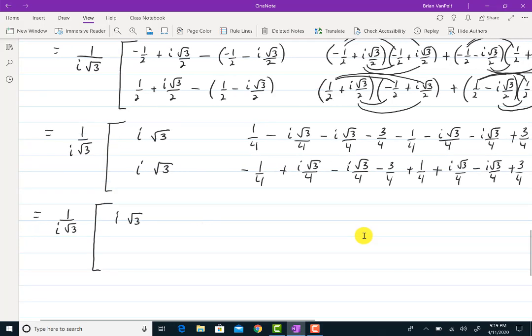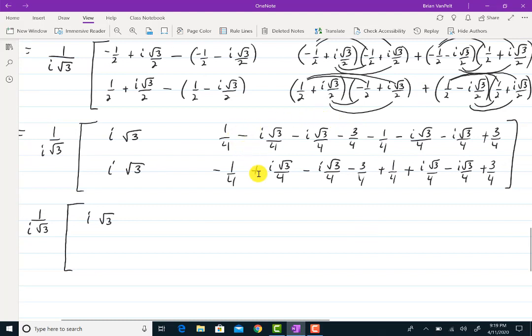All right, let's simplify all of this stuff up here. The 1/4 cancels with the negative 1/4. This negative 3/4 cancels the positive 3/4. Now I have a bunch of I radical 3's. As a matter of fact, I have 1/4, 2, 3, 4. 4 I radical 3's over 4, and they're all negative. Negative I radical 3. So let me get rid of those. Oh, I just used them all up. I have an I radical 3 here as well.